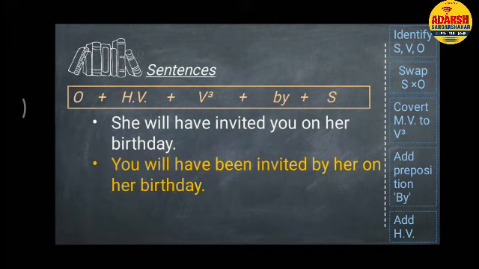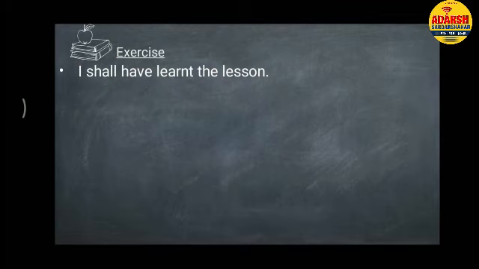So here let us start an exercise to understand it properly. Hopefully you understand it step by step. Now let us start our exercise. In this exercise, the first sentence is: I shall have learned the lesson. Let me tell you that all the sentences of this exercise are in the future perfect tense. So you are free to identify the tense.